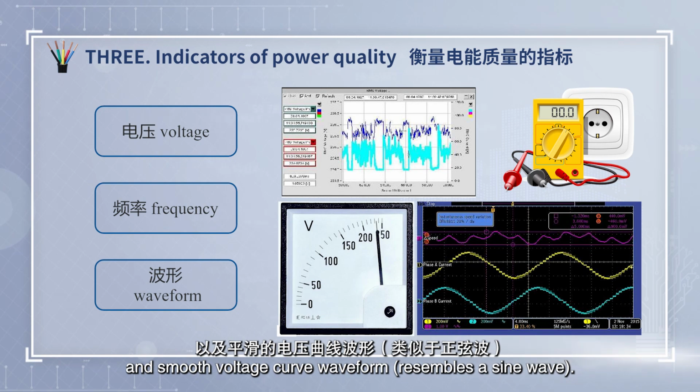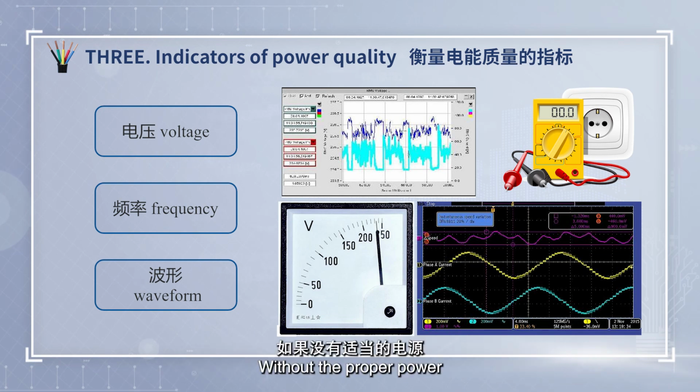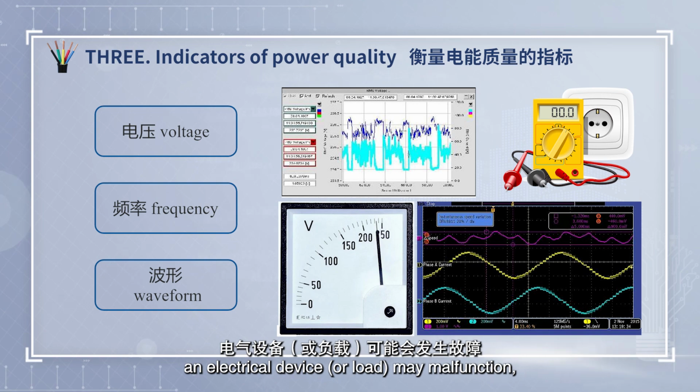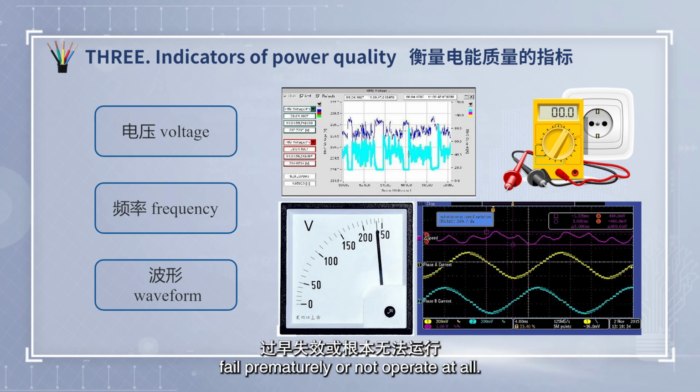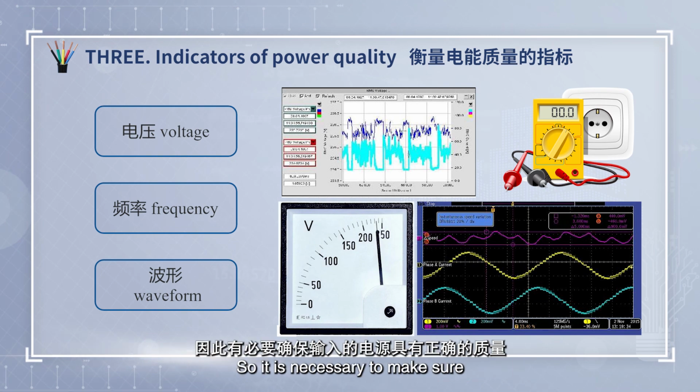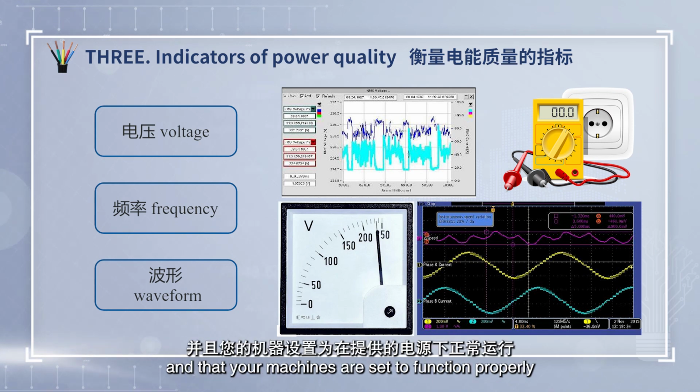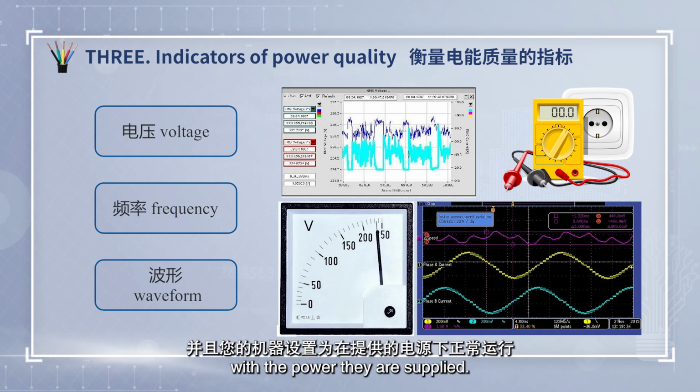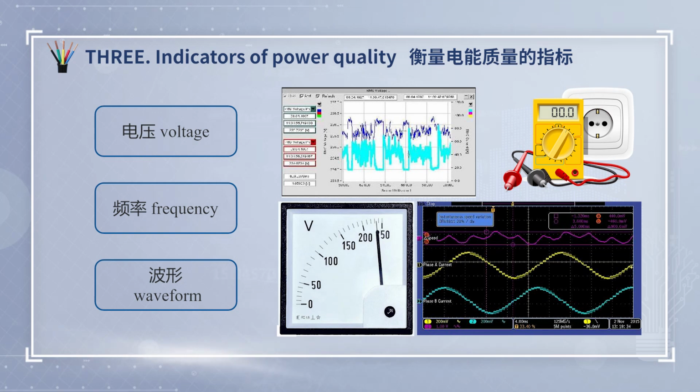Resembles a sine wave. Without proper power, an electrical device or load may malfunction, fail prematurely, or not operate at all. Power quality has a huge impact on the performance of a power system. So it is necessary to make sure that the power coming in is of the right quality and that your machines are set to function properly with the power they are supplied.